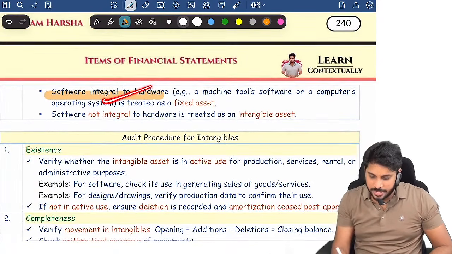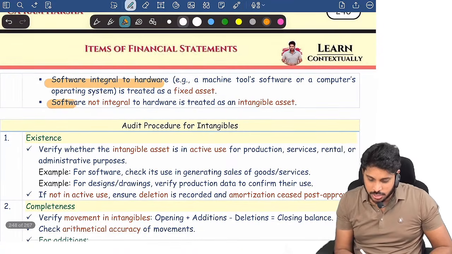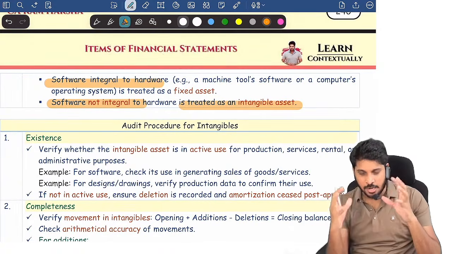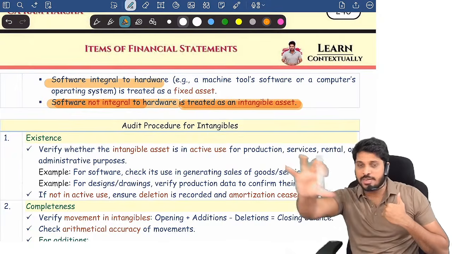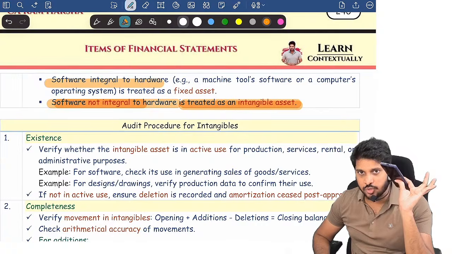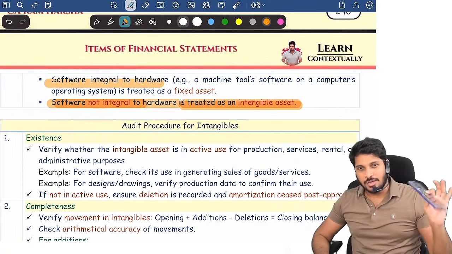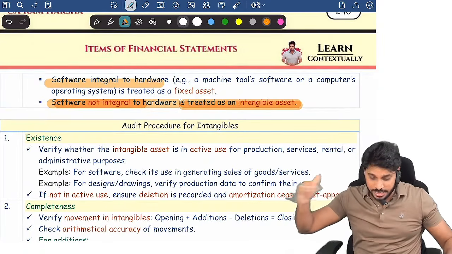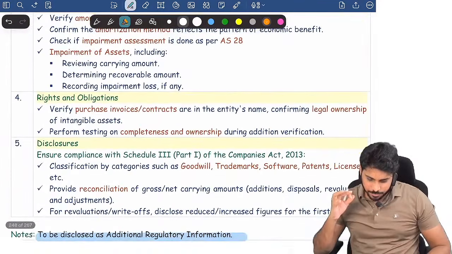For example, software integral to hardware. For example, machine tool software, computer operating system is treated as a fixed asset. If software is integral, then it is treated as a fixed asset. If software is not integral to hardware, then that software is treated as intangible. For example, mobile: software is no doubt important, integral to this mobile. This entire mobile I will classify as a fixed asset. If at all this mobile is not that important, and software is not that integral, then I will show it as intangible. Then audit procedure for intangible.